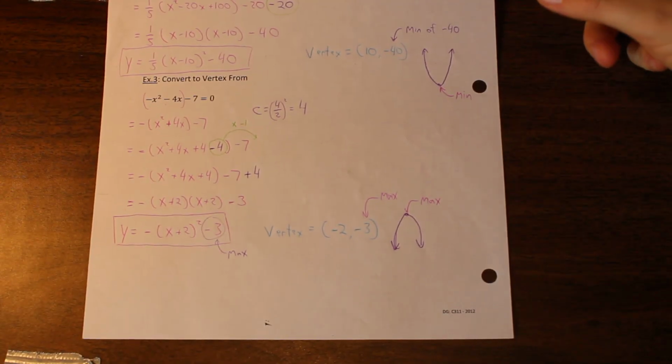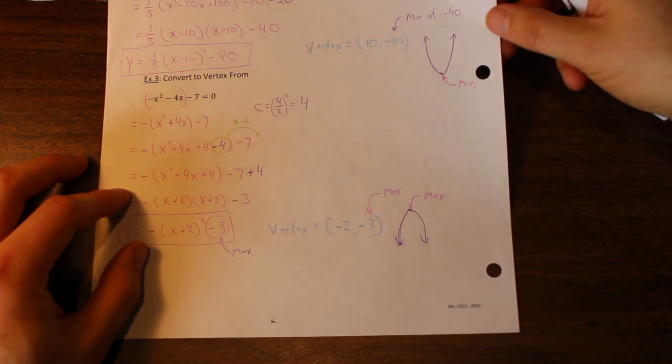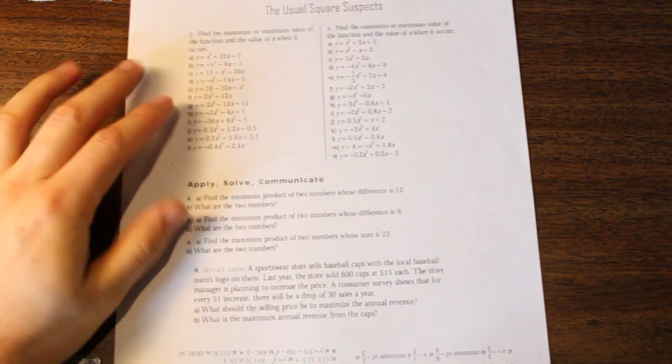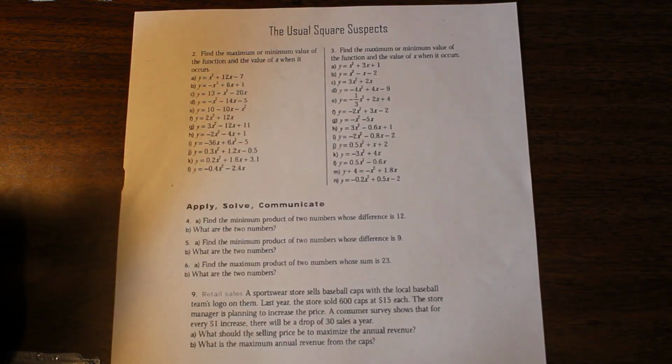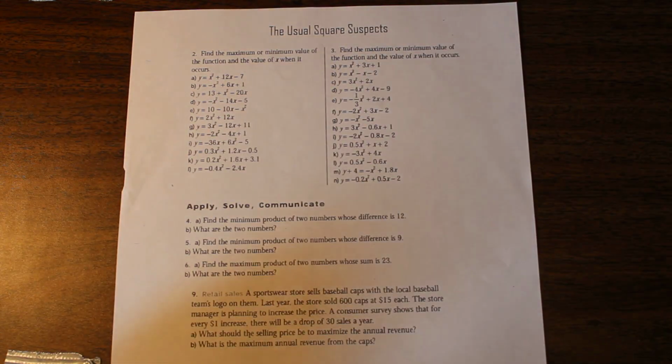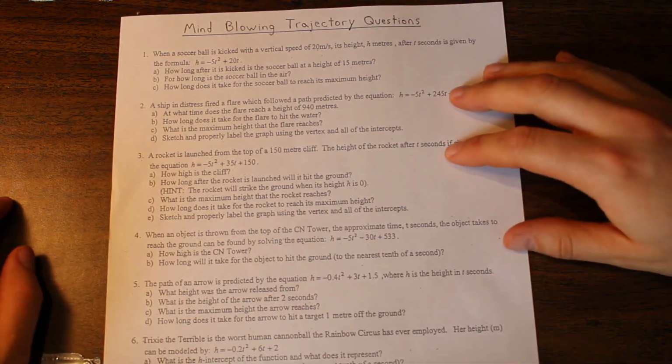Okay, in terms of the related work, I haven't fully decided on which questions I'm going to assign to you, other than to say it's going to come from 2 different sheets. One is here, the usual square suspects. Yes, I named this sheet myself. I'm very proud of it. I'll tell you in the description as to what questions I want you to do. And as well, I'm going to actually assign a couple from this sheet that you've already seen before.